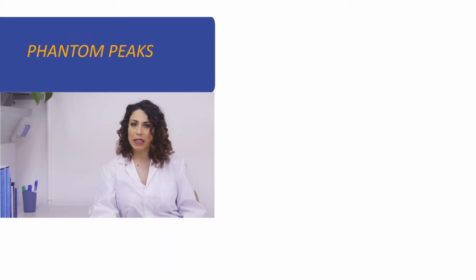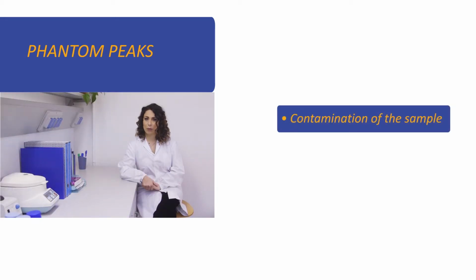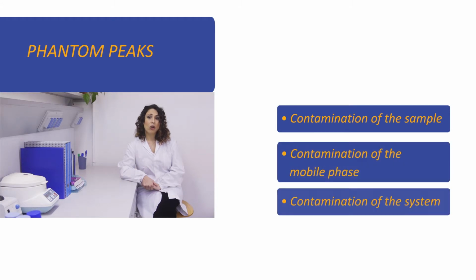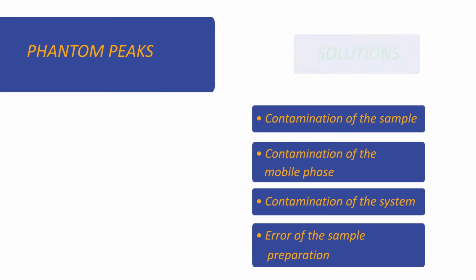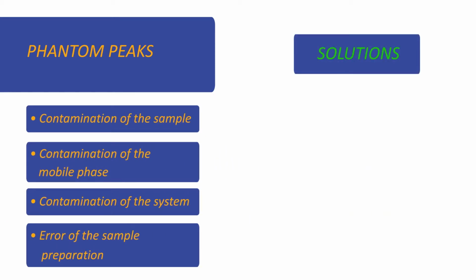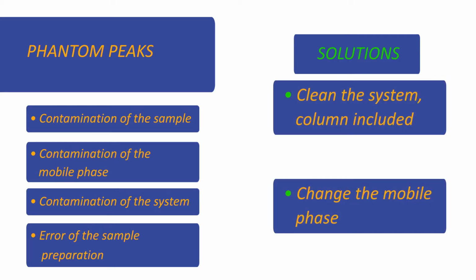Also, the phantom peaks are components appearing at random in the following analysis. This can be due to the contamination of a sample, mobile phase, or the system, or because of an error of the sample preparations. If the previous problems appear, I suggest you carefully clean the column and the system. If needed, even change the mobile phase.